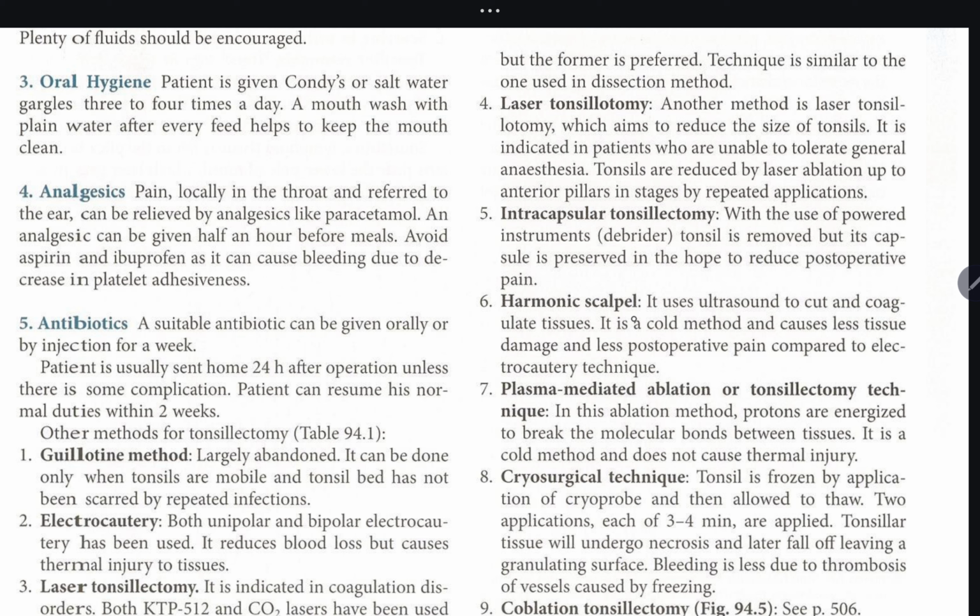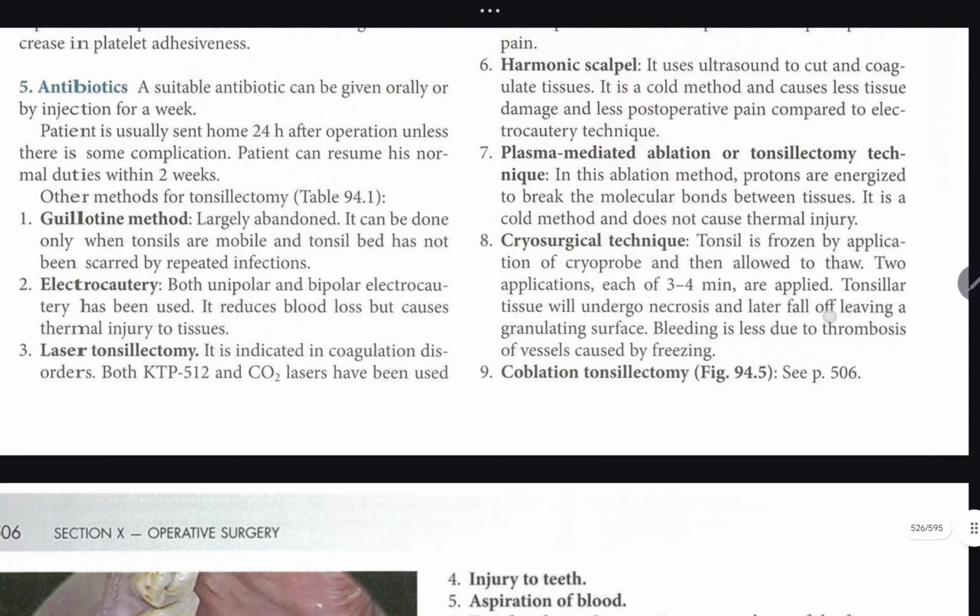6. Harmonic scalpel. It uses ultrasound to cut and coagulate tissues. It is a cold method and causes less tissue damage and less post-operative pain compared to electrocautery technique. 7. Plasma-mediated ablation or tonsillectomy technique. In this ablation method, protons are energized to break the molecular bonds between tissues. It is a cold method and does not cause thermal injury.